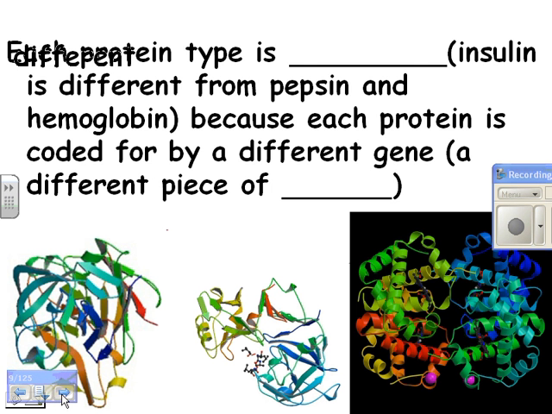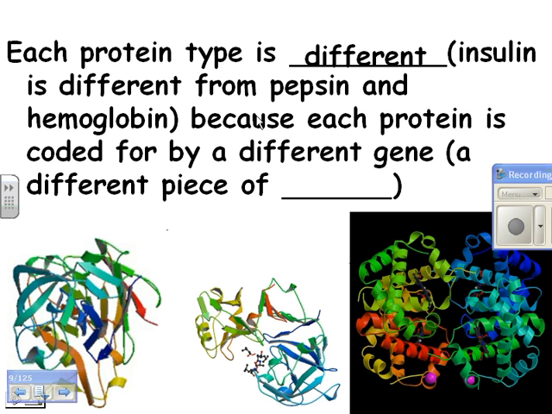So each protein type is different. So insulin is different from pepsin. Remember that enzyme that breaks down proteins? And those are both different from hemoglobin, right? So that one is a hormone, and that one carries oxygen through your blood. It's found in your red blood cells.